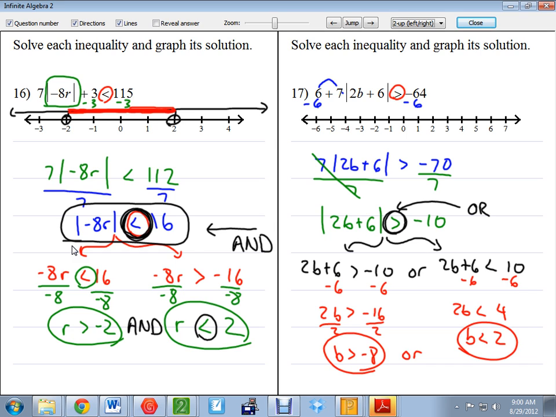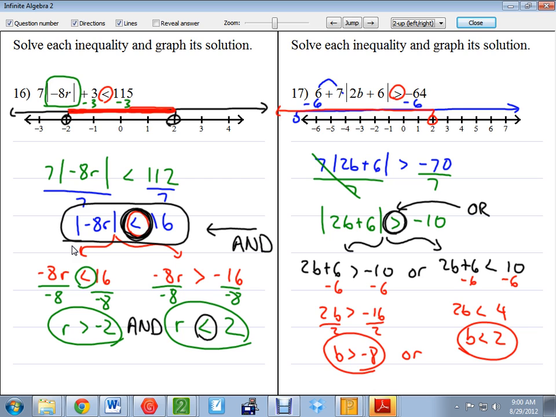Now, we want to check to make sure that these are going to work. I'm going to go ahead and graph these real fast. b is greater than negative 8. Here is negative 8, right about there. It's going to go to the right. And then we have the other one, which is b is less than 2. Open circle, and it's going to go to the left since it's less than.